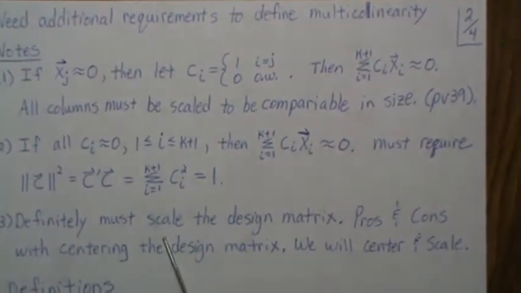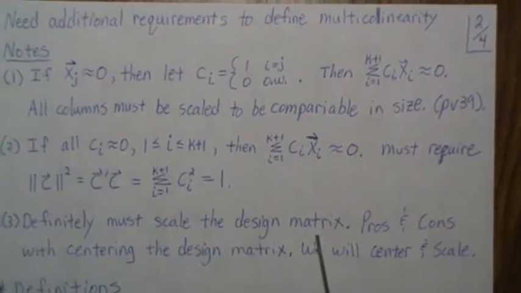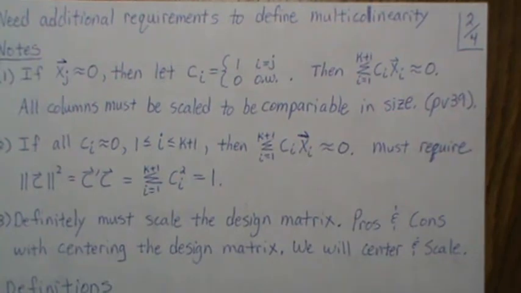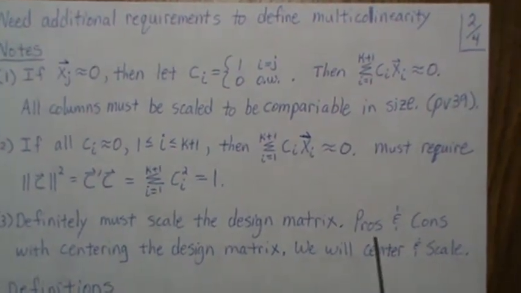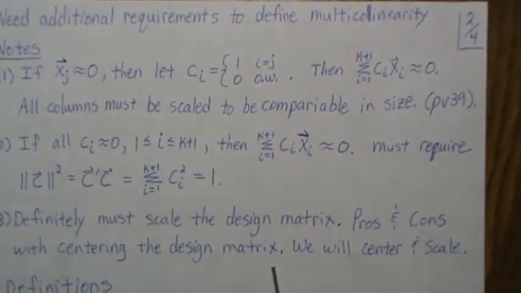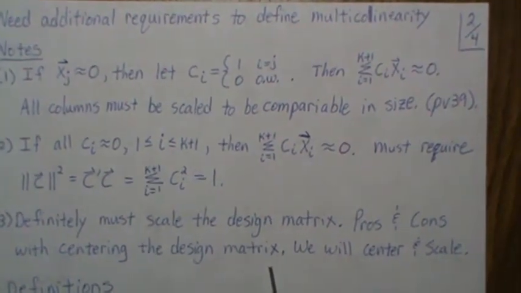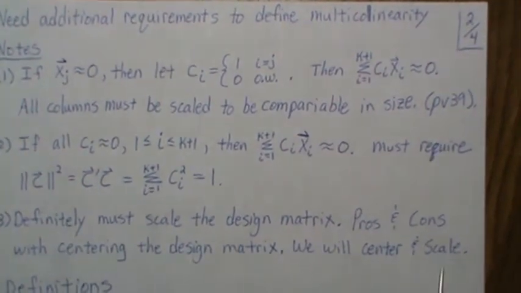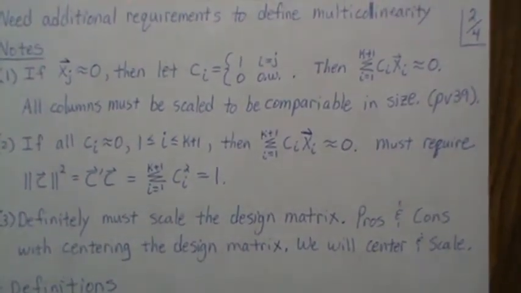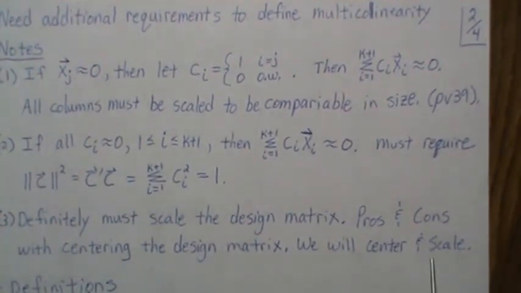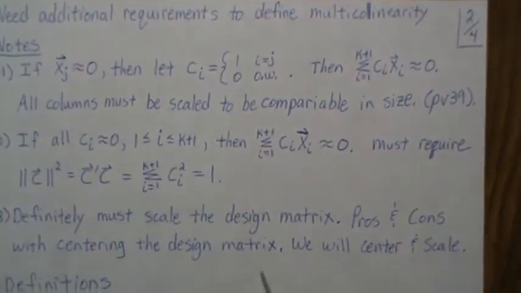So definitely we must scale the design matrix because all the X's have to be comparable in length or have similar units. There's pros and cons to centering the design matrix, and I encourage you to look that up to read more on it. We're just not going to do it in this video. So we will center and scale. We're going to subtract the mean of each column from itself, and then we're going to divide by the length. We're going to normalize it or scale it.